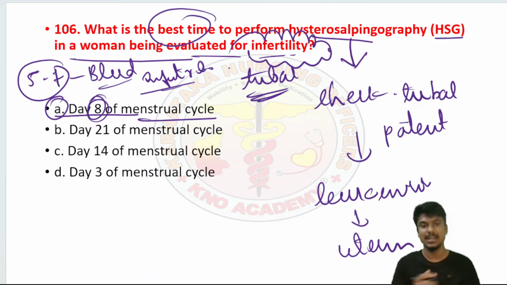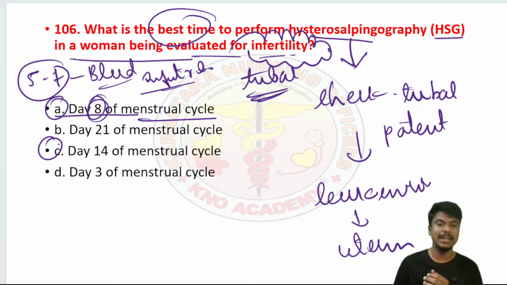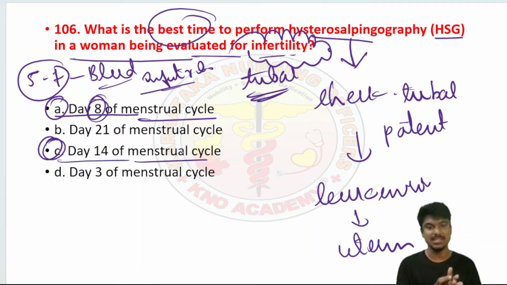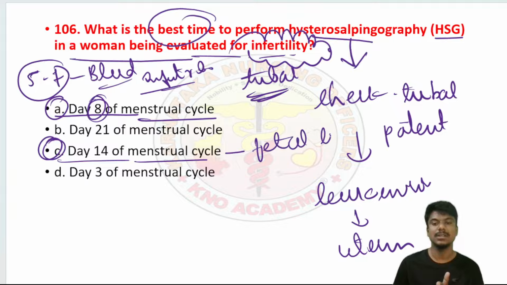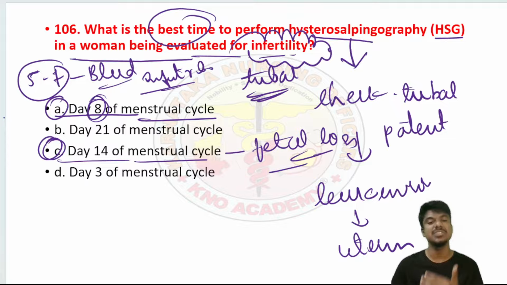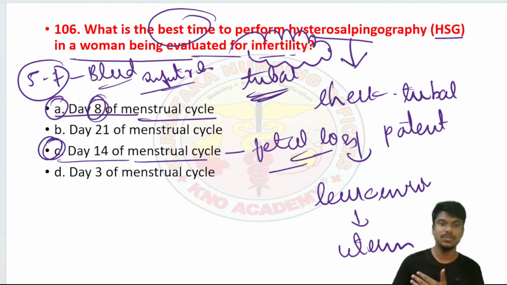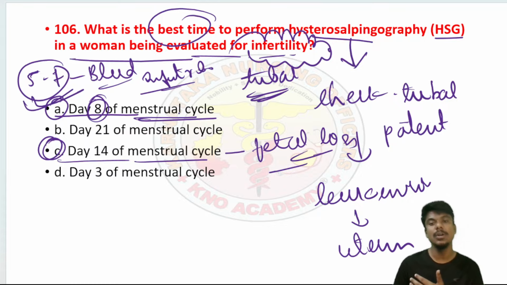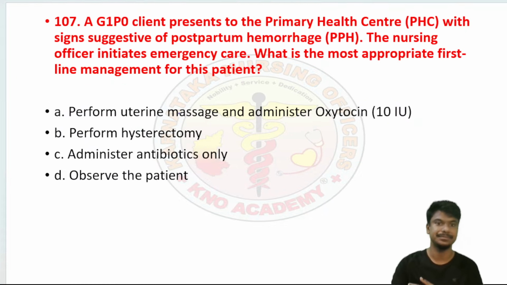If you do the HSG on day 14, what will happen? There will be a chance of implantation, a chance of conception. If you perform HSG at that time, it can cause fetal loss. To prevent that, we do it at the initial phase, the bleeding phase. So option A is the right answer. Day 8 of the menstrual cycle is the best time to perform HSG.